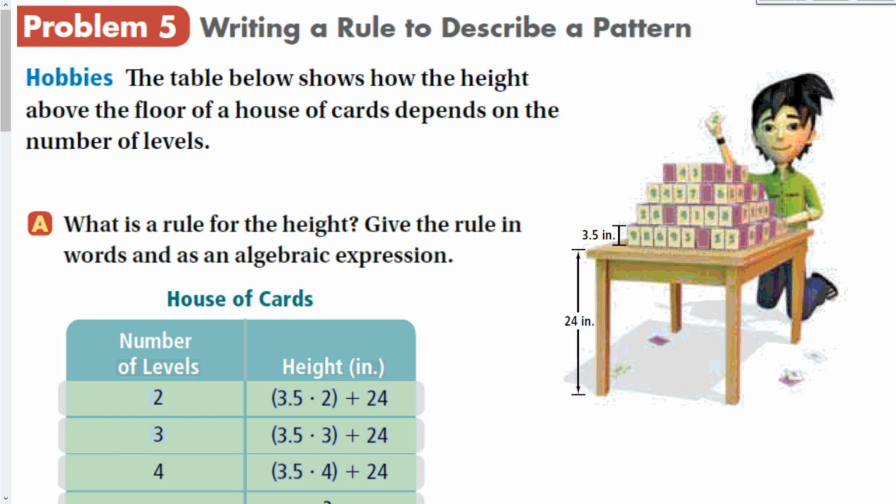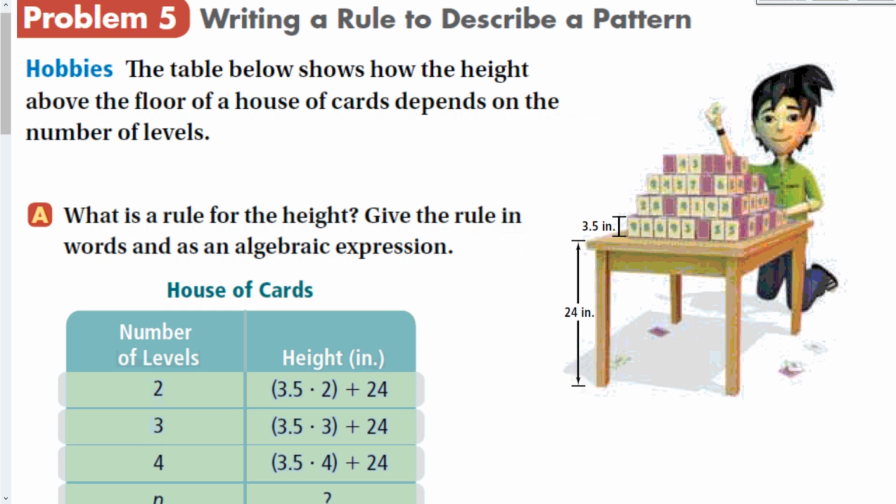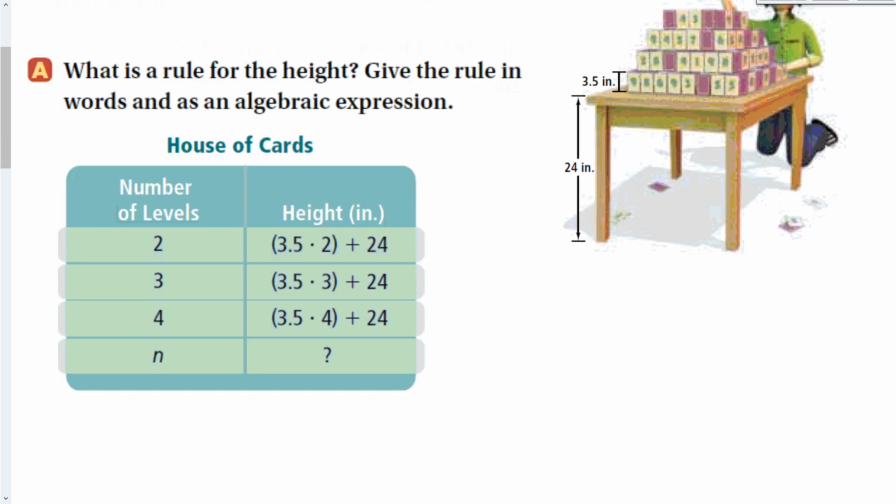of levels. So look at the picture over here on the right, and we can see that my table starts at the floor and is 24 inches high. Then each row of cards is going to be 3.5 inches tall, okay? Which means that by the time I get to the top, I'm going to be much higher than where I started, obviously.